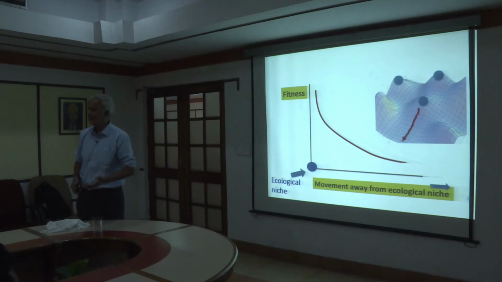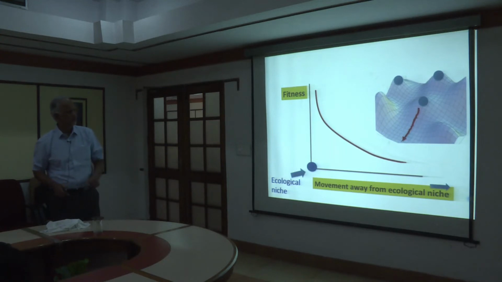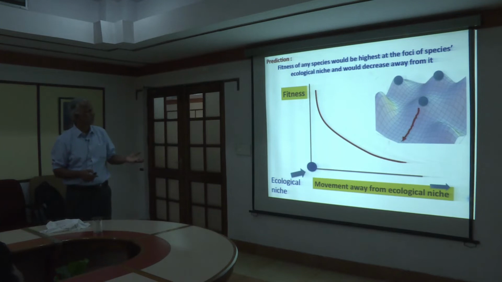The fecundity, the lifetime reproductive success, which is a measure of Fisherian fitness, will now decrease as you move away from the adapted, evolved ecological niche of an organism, in this case the camel. Now, this picturization so far is so simple that you can actually make a prediction that fitness of any species of plant or animal would be highest at the foci of the species' ecological niche, and would decrease when you move away from it.